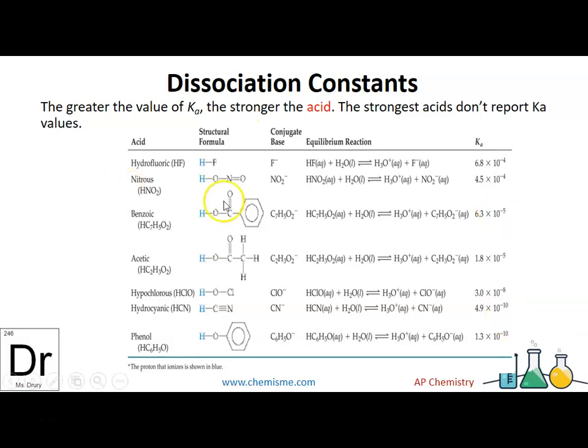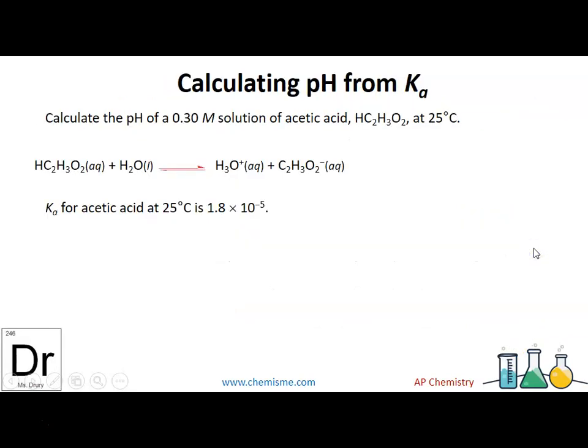And so you can see all these are considered weak acids because the Kas are small, there's less ions, and as you go down the list, they're getting weaker and weaker and weaker. You can tell by the negative exponents increasing. So if we were to use an example of how to calculate the pH of a weak acid, here's an example: the pH of 0.3 molar of acetic acid.